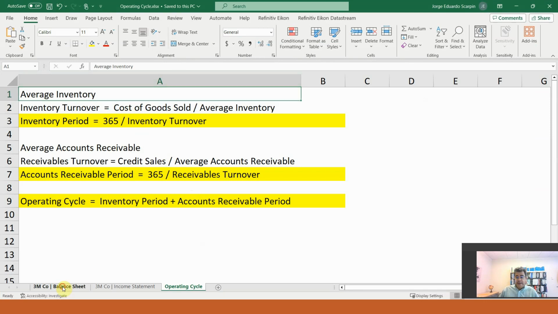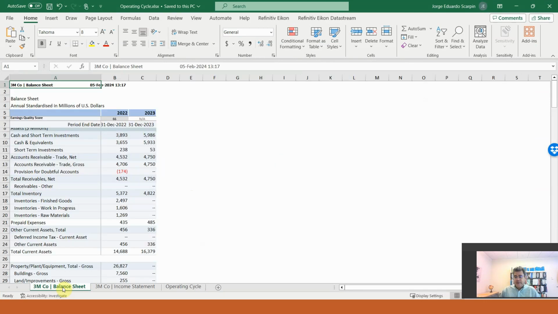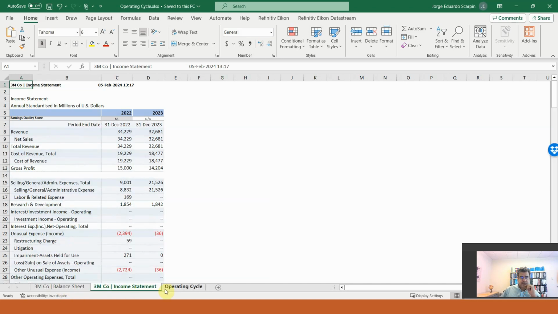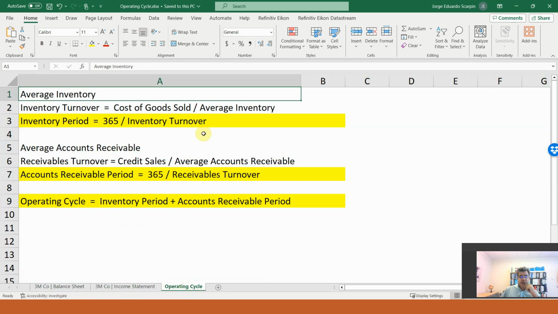So let's talk about 3M, a US-based company in the state of Minnesota, where I live. So that is why I like them. These are public numbers. I got them from their 10-K and also from an accounting database, for instance, Refinitiv Eikon, the one that I use, or Compustat, or Bloomberg, or any other database. They are all very good. So I grabbed the balance sheet and the income statement. So let's find the operating cycle.